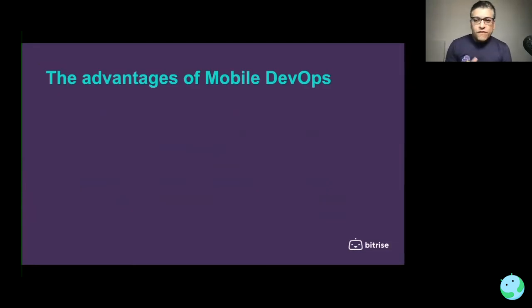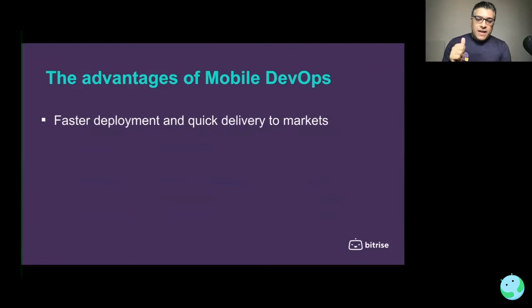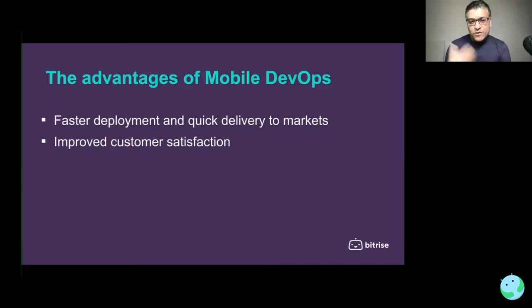So what's the advantage of mobile DevOps? As we mentioned from our problems, it will drive us to faster deployment and quick delivery to market, which is one of the bottlenecks or problems that we have currently. And improved customer satisfaction. This is what we are aiming to reach. So once a customer sends us a bug in our application, we can directly fix it and deploy it, or we can prepare it for the next release.